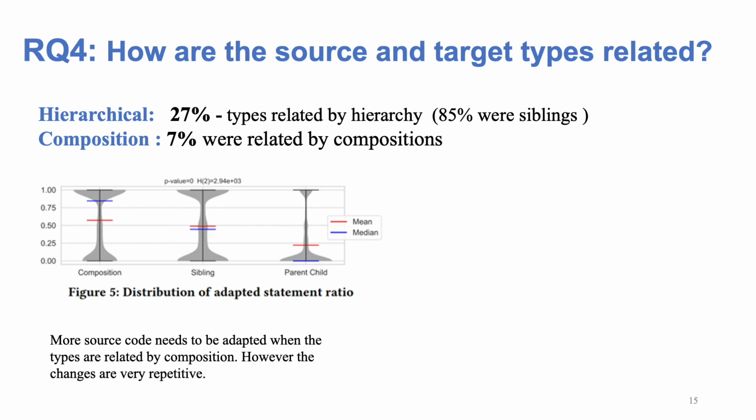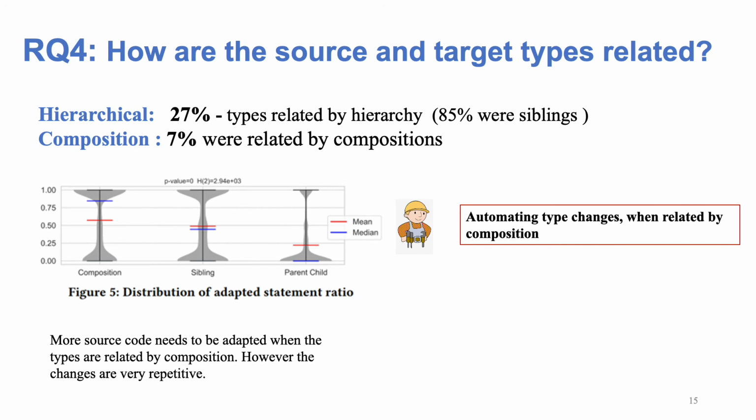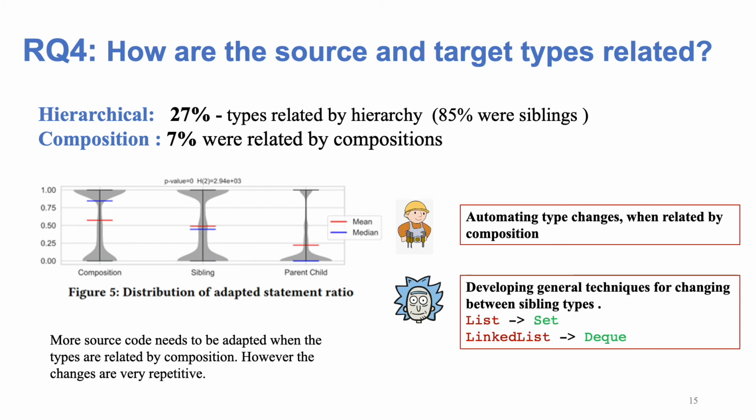This shows opportunities for tool builders to automate type changes when the types have a composition relation, just like when they have a parent-child relation. Currently, researchers have developed very specific techniques for changing between sibling types like hash maps to concurrent hash maps. In our dataset, we observe that changing between sibling types is very common. There could be more general technique that could allow developers to express changes between types like lists and sets.